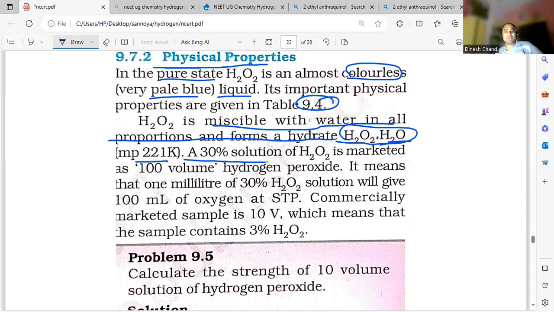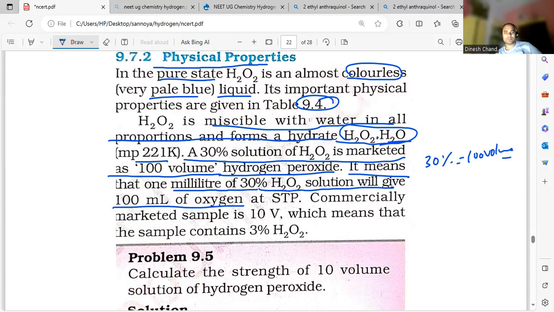A 30% solution of H2O2 is marketed as 100 volume hydrogen peroxide. So 30% means what? It is called 100 volume. It means that 1 milliliter of 30% H2O2 solution will give 100 ml of oxygen. This is the same thing as yesterday, when we did the 10 volume, that 1 liter will give 10 liter of oxygen. So here also 100 volume: 1 liter will give 100 liter of oxygen, so 1 ml will give 100 ml of oxygen.